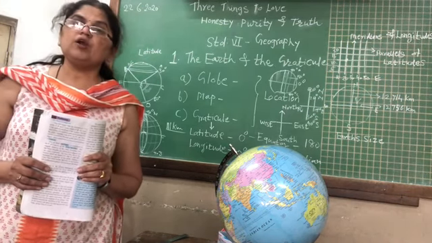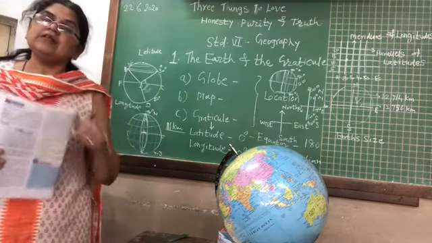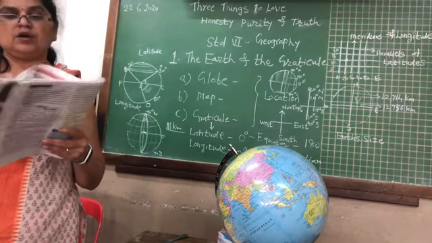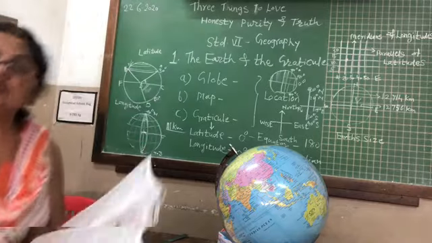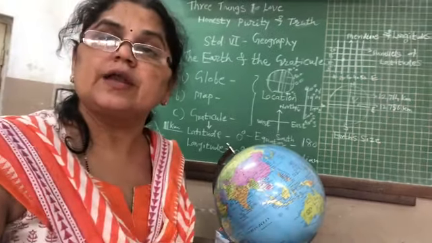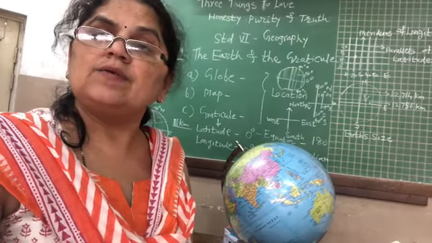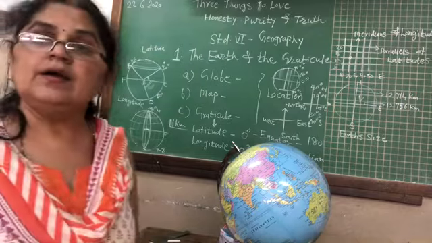So it is very important to study the map, to study the location of a place with the help of latitude and longitude. I will ask you to refer to your question answers, and I'll send you the worksheet to complete. Thank you, children. I hope my lecture is over and you have understood the first lesson, the earth and the graticule.